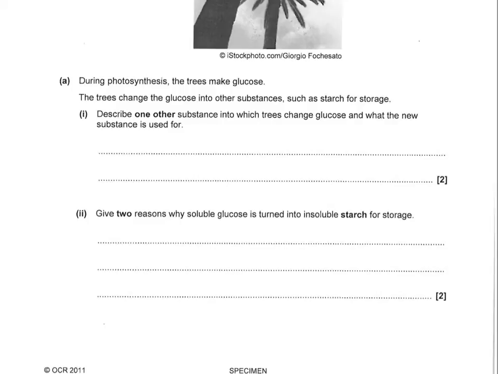So you could either use cellulose, which is a mark, for cell walls, which gives you a mark. Or you could say fats for storage or waterproofing or buoyancy. Or you could say protein for growth or repair. And then it says, give 2 reasons why soluble glucose is turned into insoluble starch for storage. And that's 2 marks again. So the first mark is saying it doesn't move away to other cells. And the second mark is saying because then it isn't affected by water concentration.